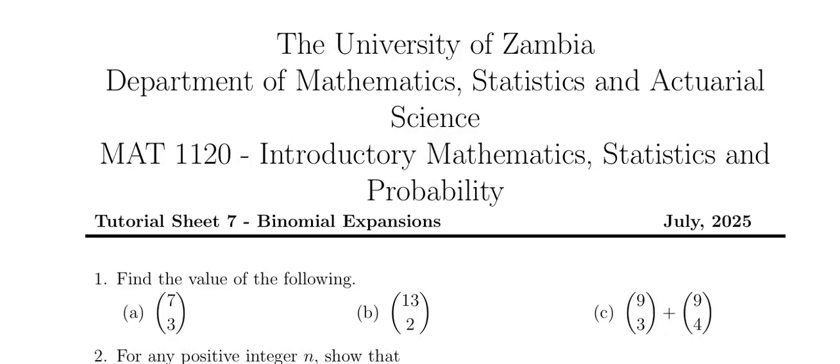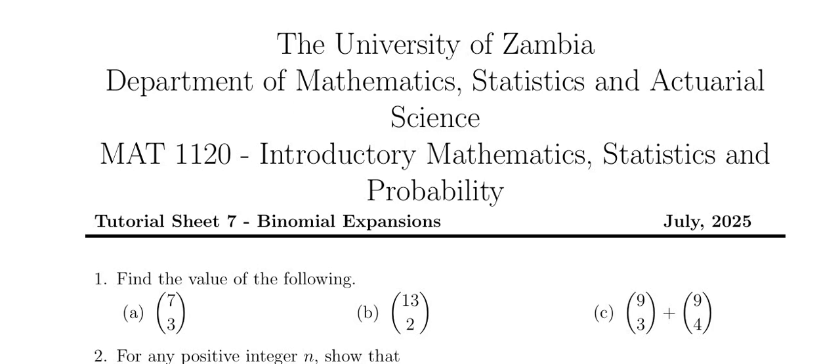Okay, so in this video, we're going to discuss the MAT1120 tutorial sheet 7, and I've already solved this. I'll just be running through the solutions that I solved. So number one has to do with using the factorial equations to evaluate 7 choose 3.